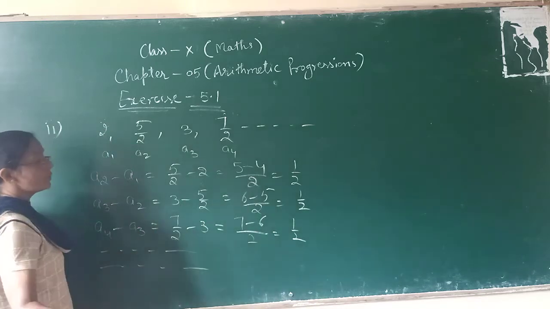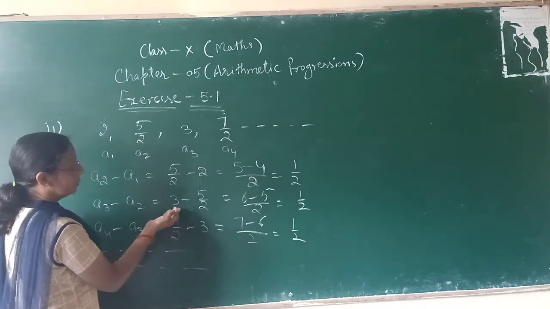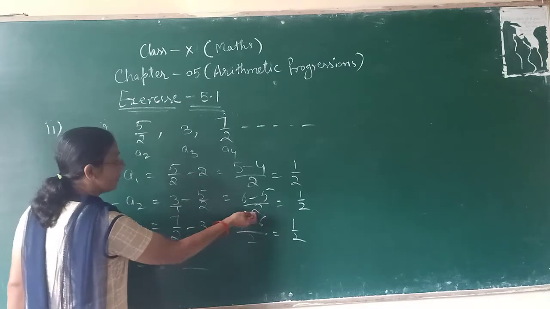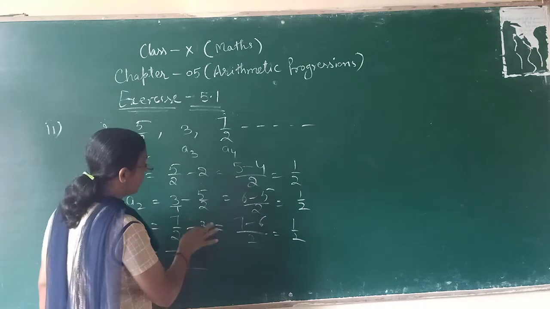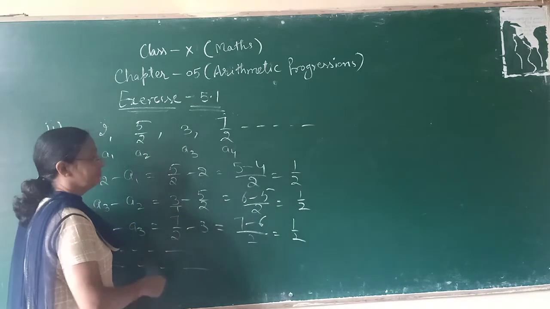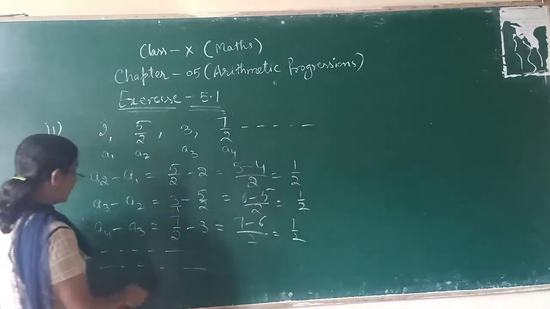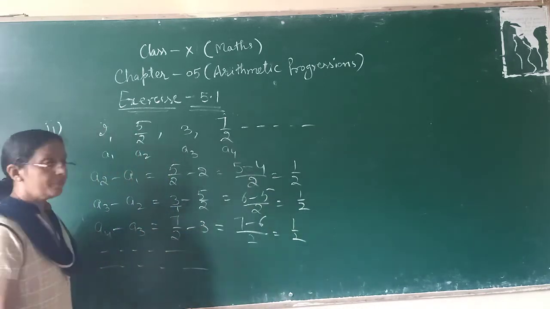Some students have a problem taking LCM also. The LCM will be the same as the denominator. Here the LCM divided by the denominator is 2, so 2 into 3 is 6. Same way, 2 divided by 2 is 1, and 5 into 1 is 5. That also gives half. A4 minus A3 is 7 by 2 minus 3. Solve it and you will also get half.